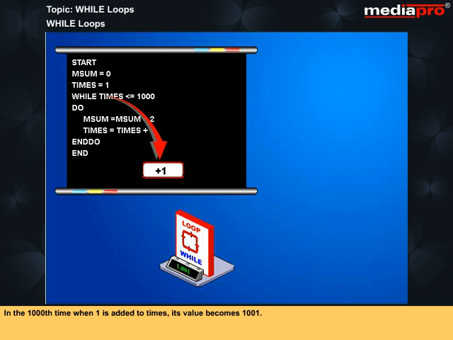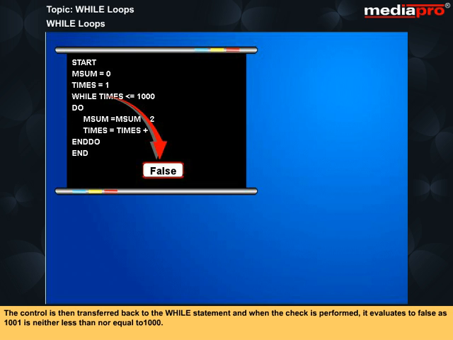In the 1,000th time, when 1 is added to times, its value becomes 1,001. The control is then transferred back to the while statement, and when the check is performed, it evaluates to false, as 1001 is neither less than nor equal to 1000.